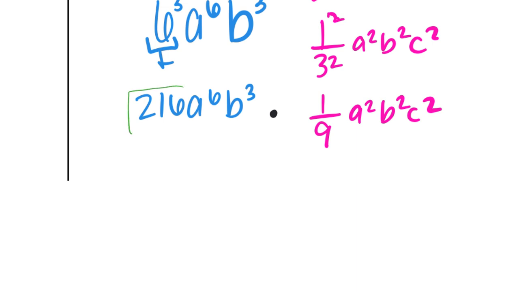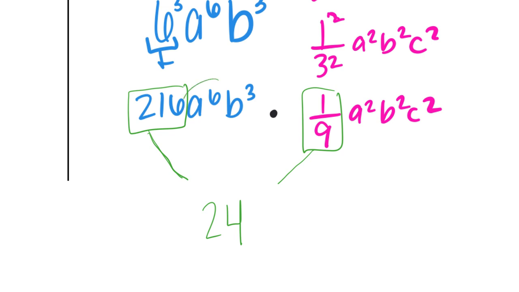So for the coefficients, you are just going to multiply those. 216 times 1/9. You can type that in your calculator if you want. It's also the same thing as dividing by 9, right? If you multiply by 1/9, you're really just dividing by 9. So it's kind of like 216 divided by 9. That equals 24. And then now for the exponents, you just add them together.